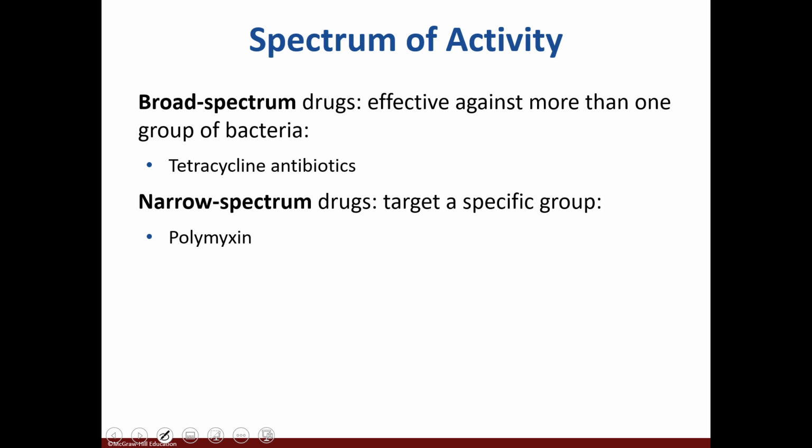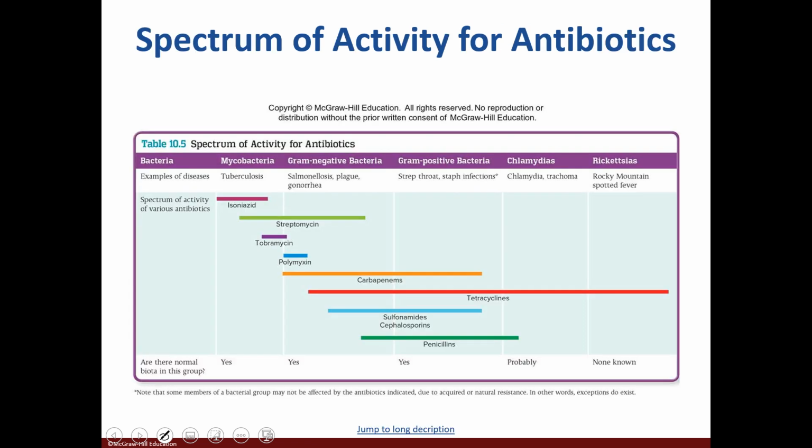There are classifications of antimicrobial drugs based on their spectrum. Broad-spectrum drugs target more than one type of group of bacteria. Narrow-spectrum drugs only target one specific group. Let's look at a narrow-spectrum drug. Isoniazid only works against mycobacteria and not any other groups. Carbapenems would be an example of a broad-spectrum drug because it works against gram-negative and gram-positive bacteria. The same goes for tetracyclines.